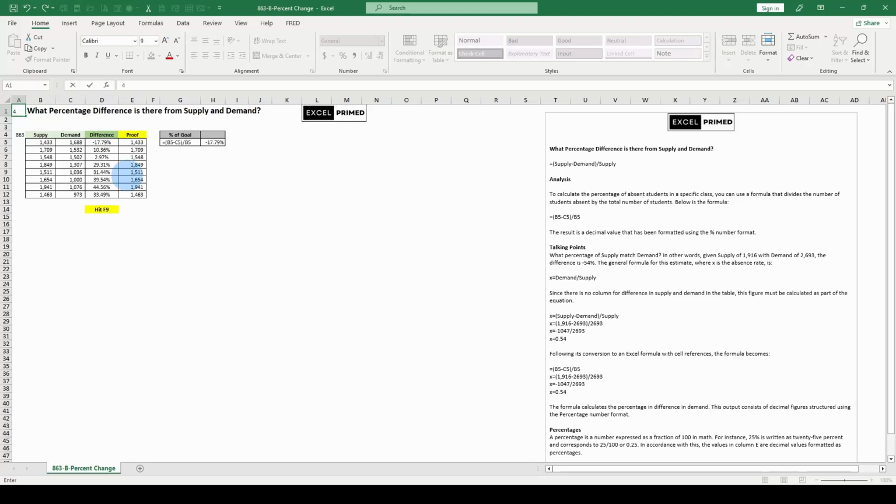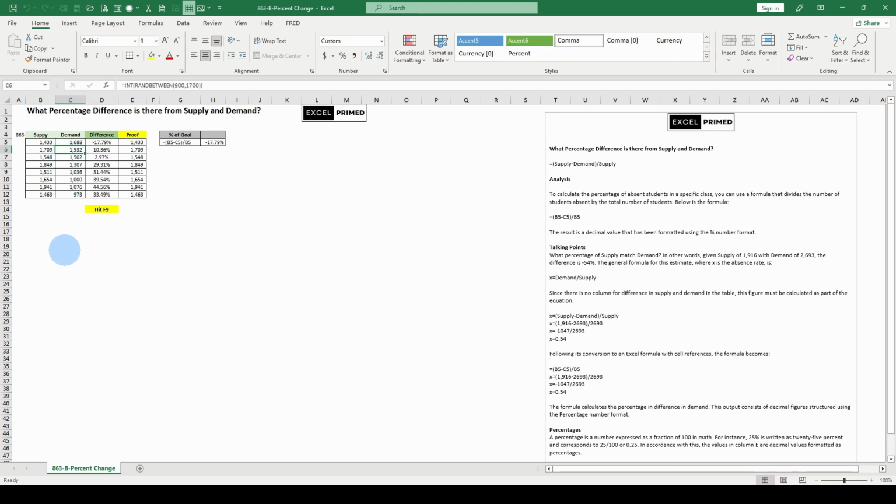Here, all we're doing is going B minus C divided by B. So we're taking this supply and the demand, whatever that number is, and we're dividing it by our starting number. No magic there. We'll get a percentage. Clearly, if our supply is only 1433 and our demand is 1688, what's the difference? We are short 17.79%.